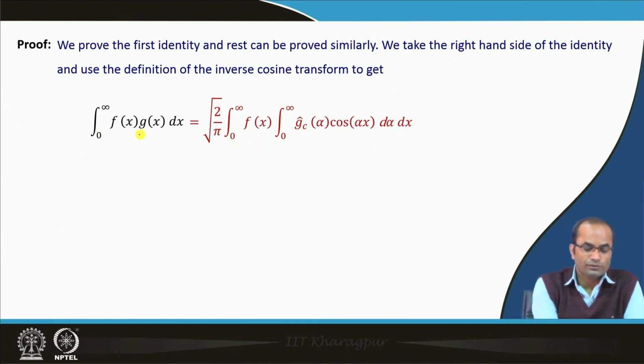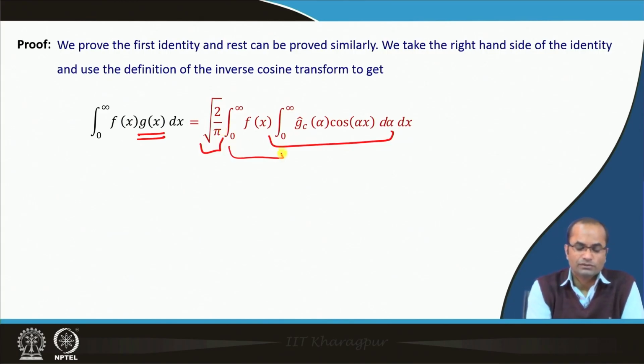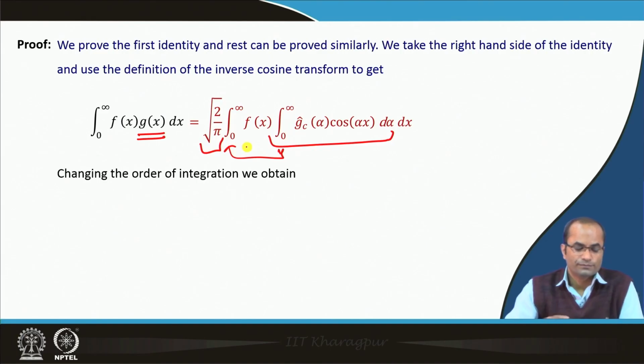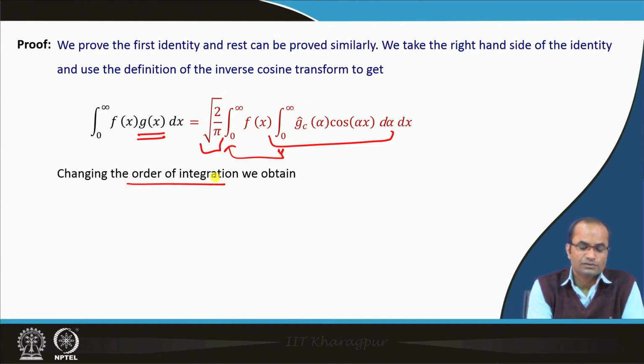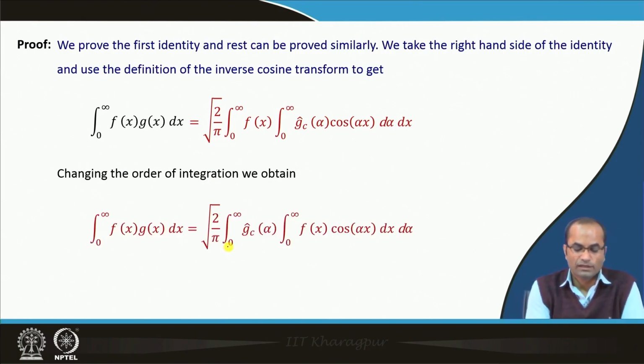So, here we have used the inverse Fourier cosine transform of g, which is given here with this square root 2 over pi, and then we can interchange the order of integration. So, changing the order of integration in this double integral, what we will get now, we have here g hat alpha. So, it was d alpha dx, now we have here dx d alpha.